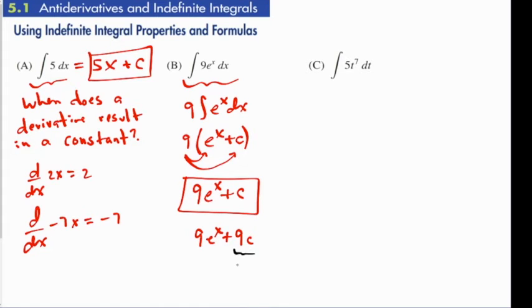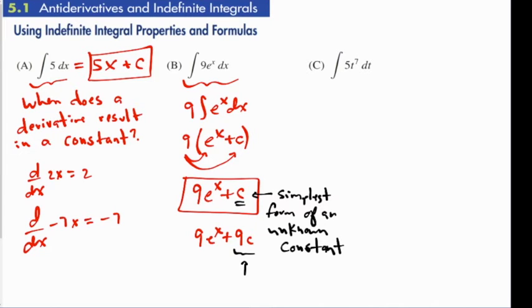Nine times an unknown constant is simply an unknown constant. These are saying the same thing. This is just the simplest form of an unknown constant. So is 9e to the x plus 9c wrong? No, it's not wrong, but it's not the simplest form, and we want the simplest form of the answer.